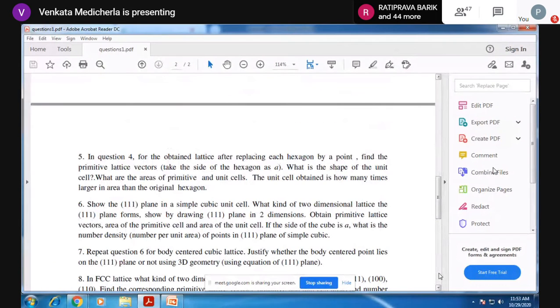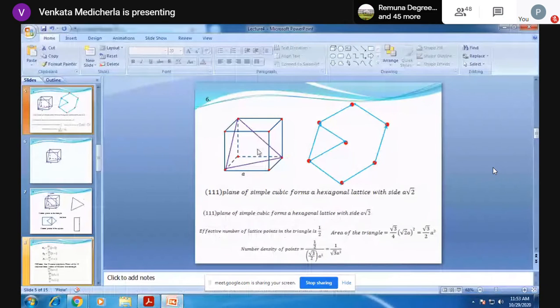6 is actually the 1, 1, 1 plane. It's a simple cubic unit cell. Okay. Let us go to that 1, 1, 1 plane. You see, I have shown it here.